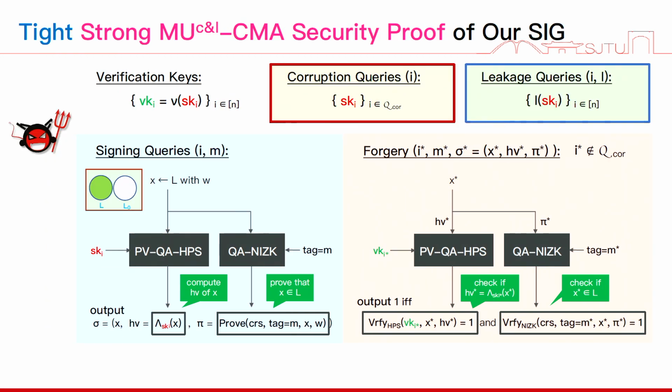Next, I will give a high-level overview of our tight, strong MU-CL security proof of our signature scheme. The adversary can obtain the verification keys of all users and issue corruption queries, leakage queries, and signing queries. Finally, the adversary will output a forgery, I star, M star, and sigma star. And the adversary succeeds if the forgery is fresh and valid, and the adversary never corrupts the user I star.